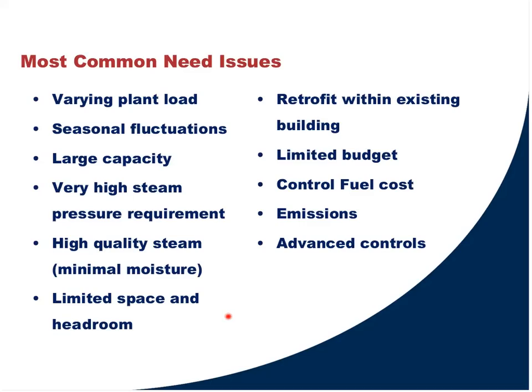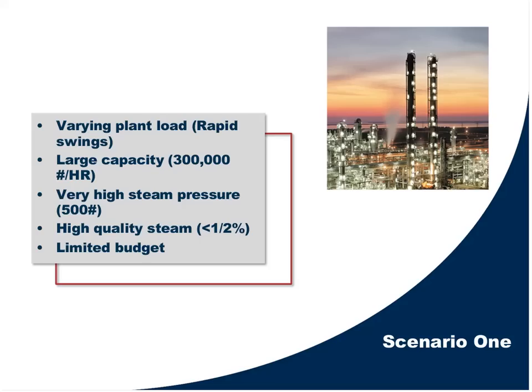Okay, so these are the issues. What I'd like to do then is break them down into individual scenarios, and I'm going to have a total of 5. The first one will be, I've got a varying plant load with rapid swings. This becomes very important. It's a large capacity of 300,000 pounds per hour that I've got.